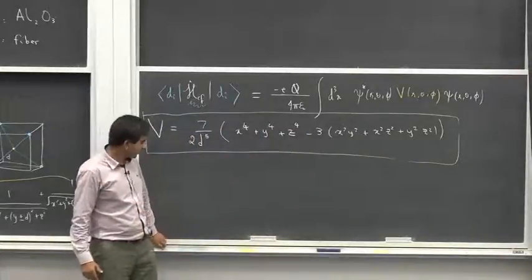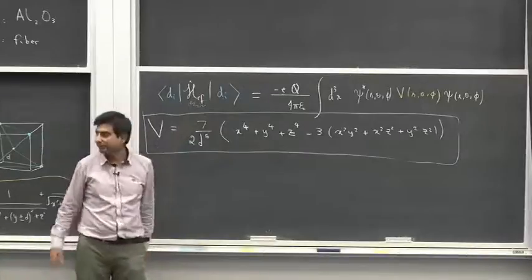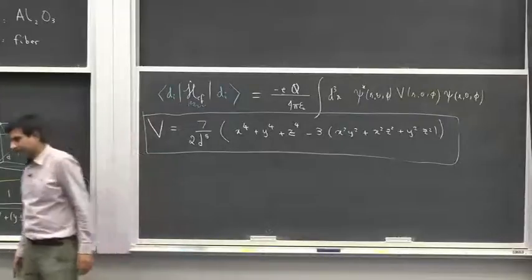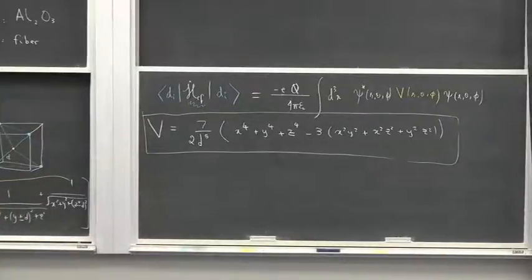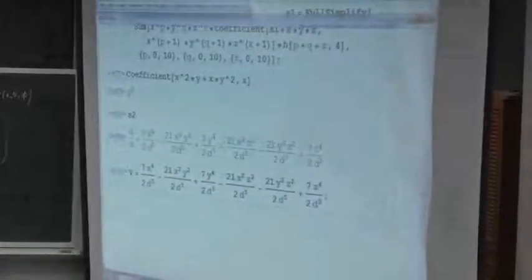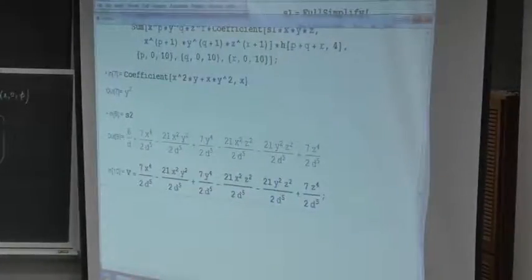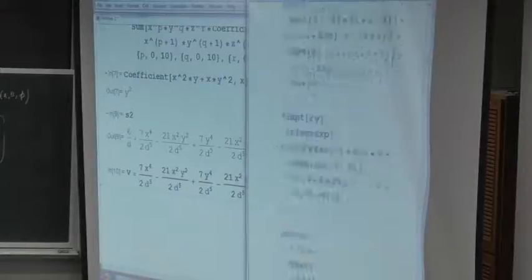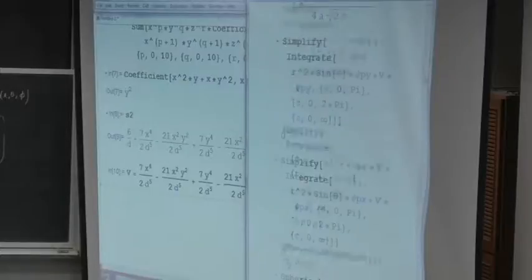Now we would like to define our wave functions: d1, d2, d3, d4, d5, and so on. Okay, let's do that now. First of all, I define my radial function. The radial function is picked up from the handout that I've given you. It's R32.